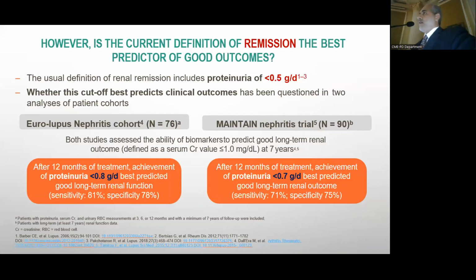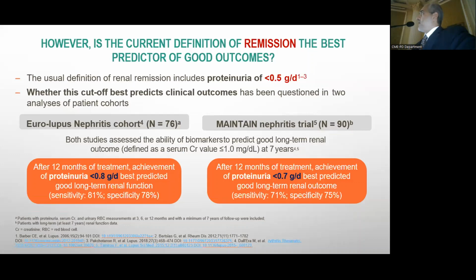And how do we achieve remission in patients with lupus nephritis? The most important point is the urine protein excretion, or degree of proteinuria. It is always defined that protein excretion of less than 0.5 gram per day is a marker of remission, and this is an important marker for good long-term outcome.